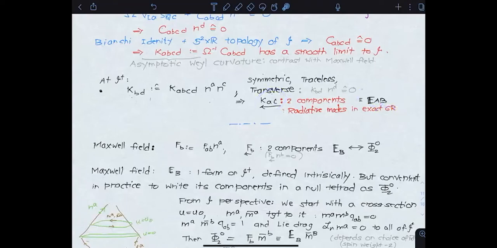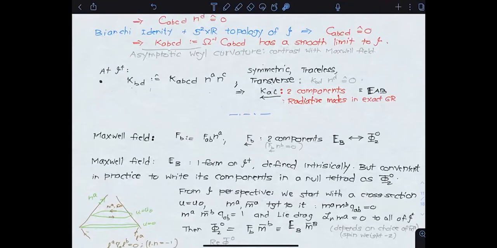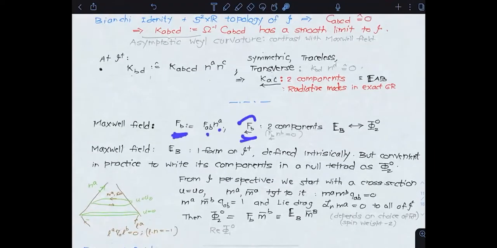I'm just defining a new field. I could call it K_AB if you like, but then it might be confusing which K I'm talking about, so I call this E_AB. In the case of the Maxwell field, what we know is that I can define a quantity F_B, which is F_AB times N^A. And I can pull back this F, just like I pulled back this up here. And again, it has only two components because it is perpendicular to N.